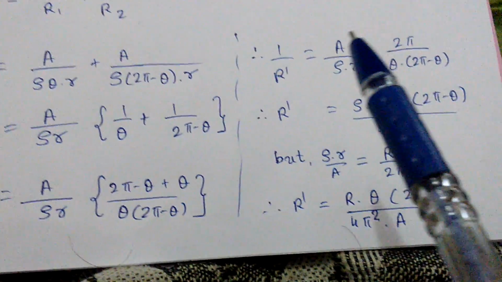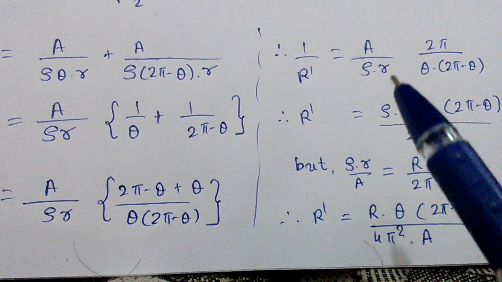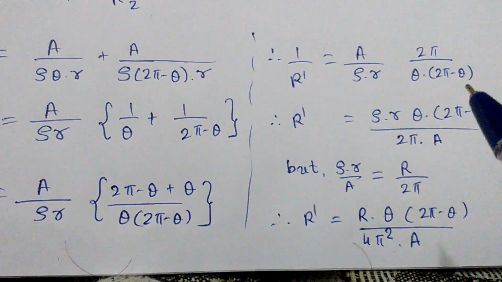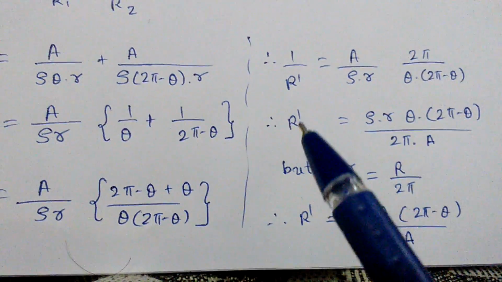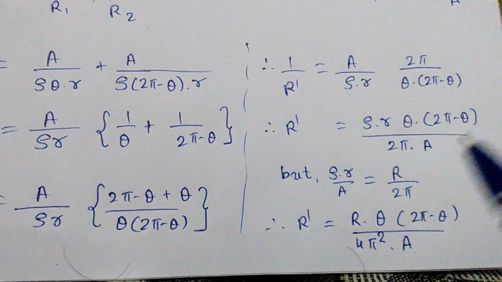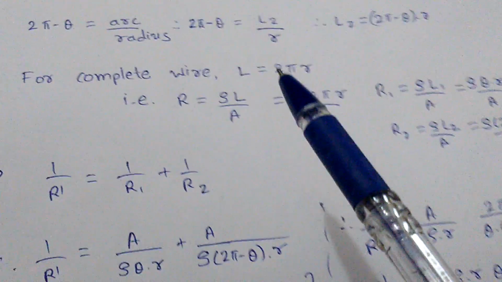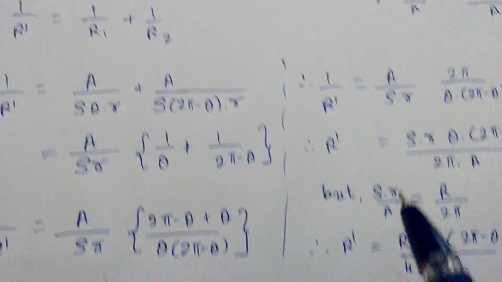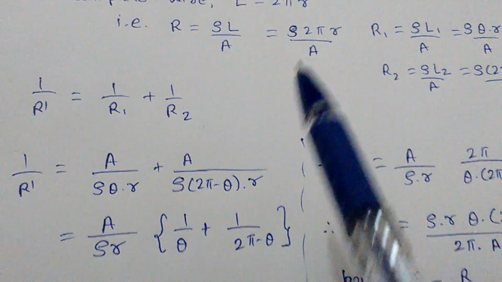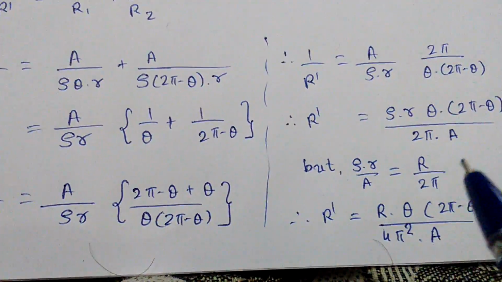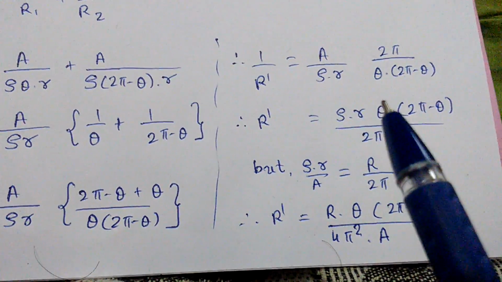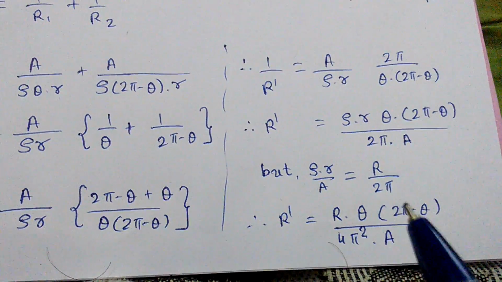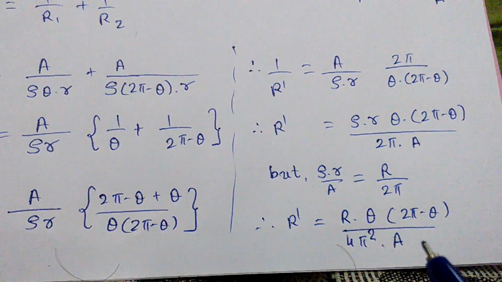Now theta cancels, so 1 upon R dash equals A upon rho r multiplied by 2 pi upon theta into 2 pi minus theta. So R dash equals rho r theta into 2 pi minus theta upon 2 pi A. But from the equation R equals rho 2 pi r by A, we can say that rho r by A equals R upon 2 pi. We put that value here, so we get the equation R dash equals R theta into 2 pi minus theta upon 4 pi square.